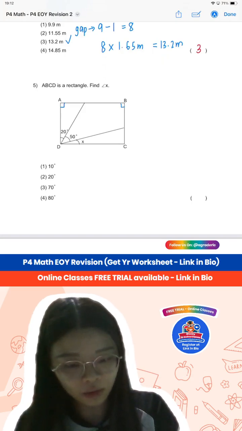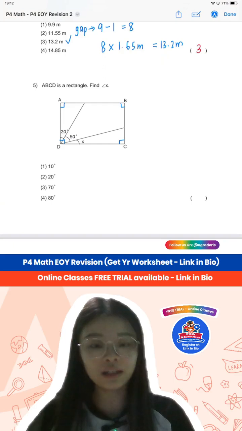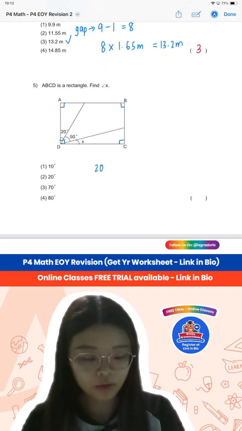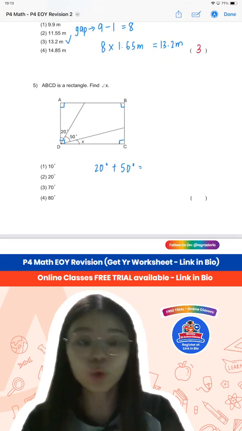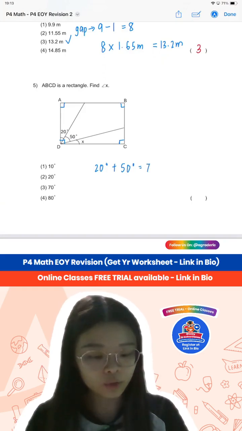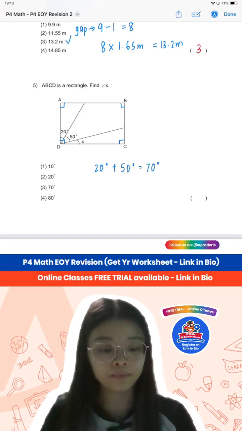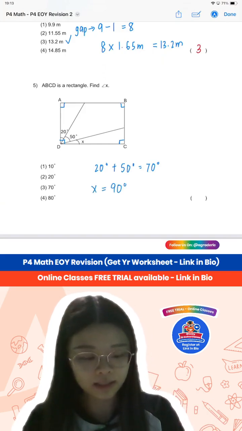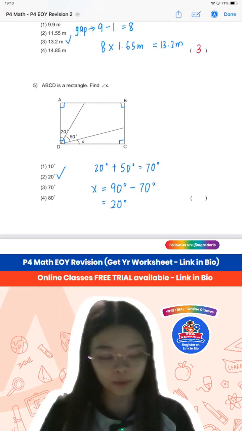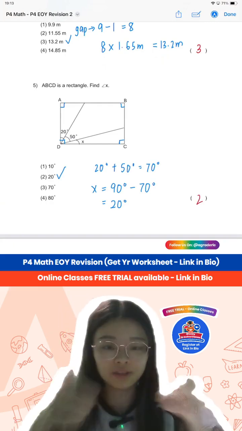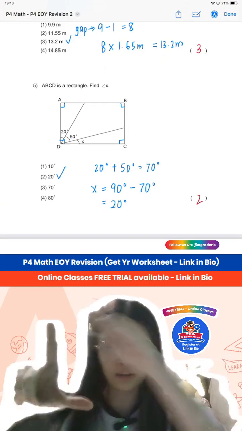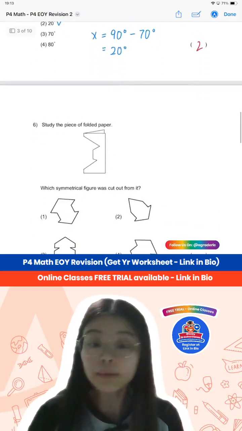This is a very direct question. So what do I start with? Properties of a rectangle: all of them are right angles. Every corner is a right angle. So I know that the 3 angles there should add up to 90. So the first step is I add the two known angles first. 20 plus 50 gives us 70. Since the whole thing has to be 90, I can find angle x. x is 90 minus 70, which gives us 20, which is what most of you gave me. Option 2, well done. This is a very direct question as long as you remember that every corner of a rectangle is 90 degrees. Same goes for a square.